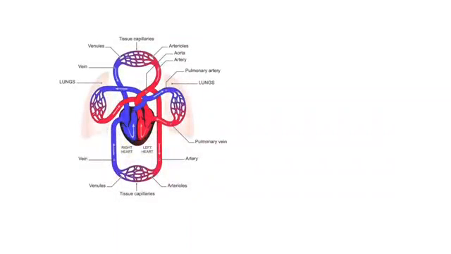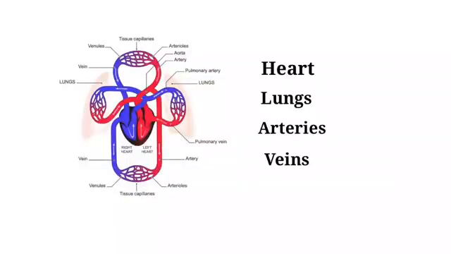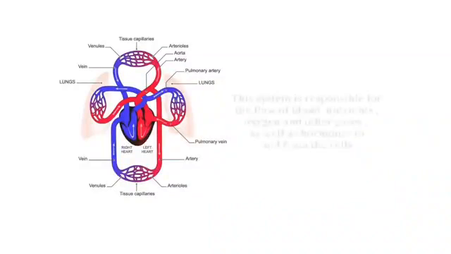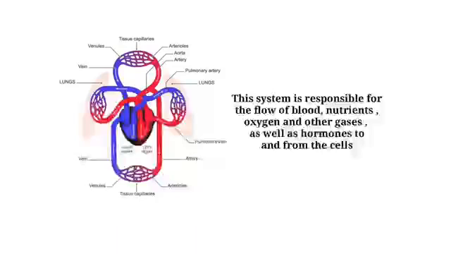The main parts of the circulatory system consist of 3 independent systems that work together: the heart, lungs, and arteries, veins, coronary and portal vessels. The system is responsible for the flow of blood, nutrients, oxygen and other gases as well as hormones to and from the cells.